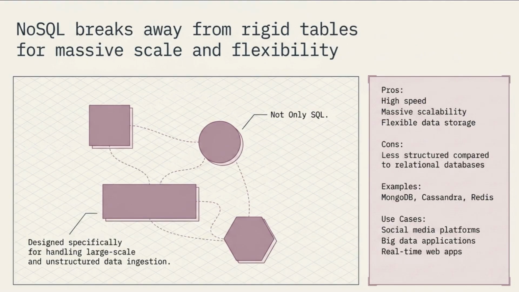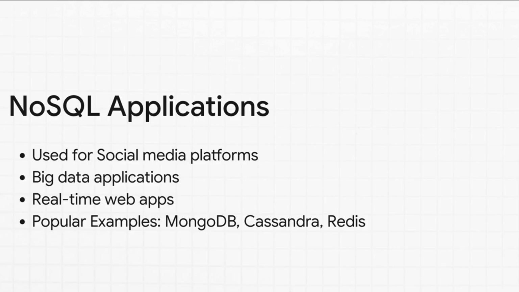Because of this design, NoSQL is the engine behind some of the fastest and largest apps on the planet. It's widely used for social media platforms, massive big data applications, and real-time web apps. Look, if you're scrolling through a personalized, endlessly updating feed right now, there's a very good chance a NoSQL database is working furiously behind the scenes. Some of the big names you'll hear in this space are MongoDB, Cassandra, and Redis.